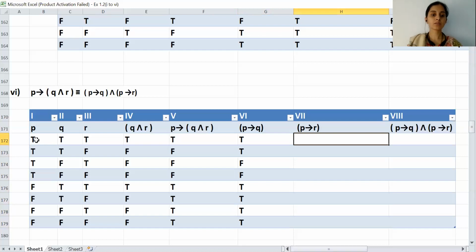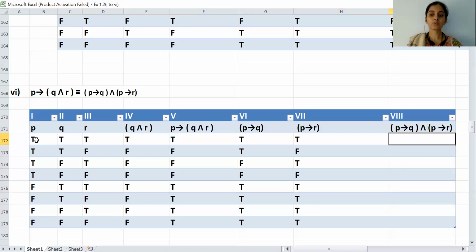The next one is your second bracket on the right hand side, that is P implies R, which means first implies third. Now I will read through. First implies third: T implies T, true. T implies F, it will be false. T implies T, true. T implies F, false. F implies T, true. F implies F, true. F implies T, true. And F implies F, true.